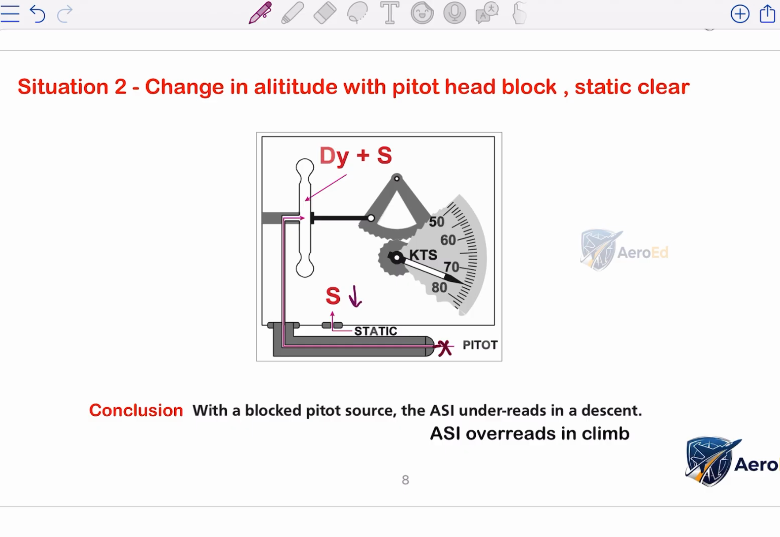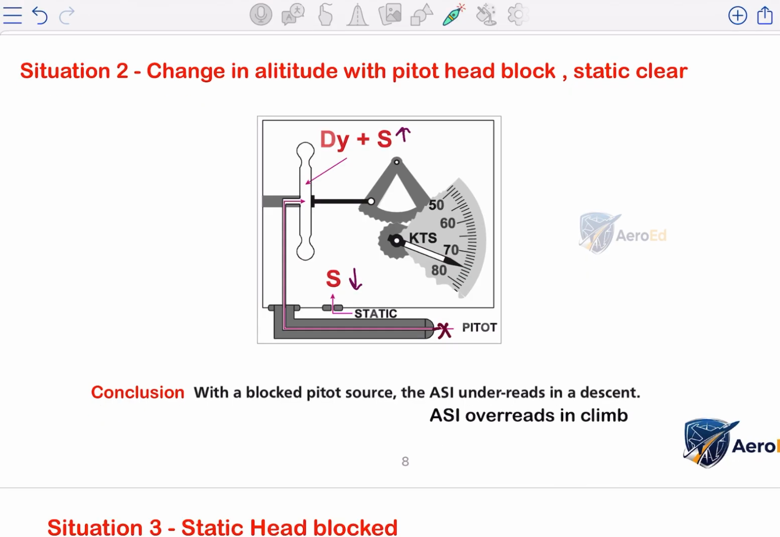What was the purpose of the static pressure in the instrument case? It was to cancel out the static pressure in the capsule. But as the static pressure inside the case decreases, it cannot fully cancel out the static pressure inside the capsule. This is the reason the ASI will show higher than actual, which means it will overread. On the other hand, when the aircraft descends, the static pressure inside the instrument case increases, but the static pressure inside the capsule is unchanged because the pitot head is blocked.